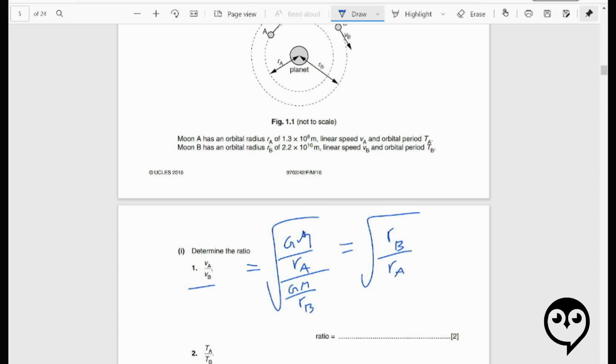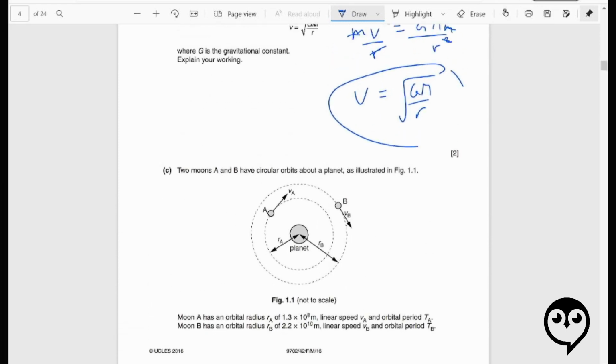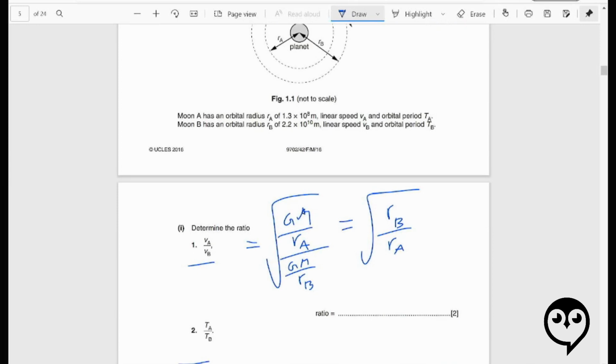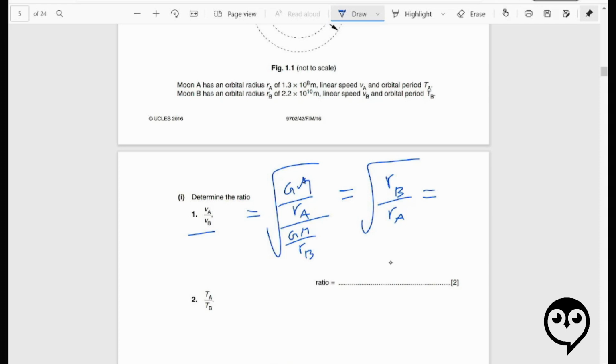Now, really, the shortcut should be this. The shortcut should be, hey, I know that radius and velocity are inversely proportional, and there's a square root there, and so the b is going to be on top. It's going to be root Rb over Ra. That should be fairly straightforward and maybe very quick for you to come up with. Right, and that gives us a ratio value of 13.